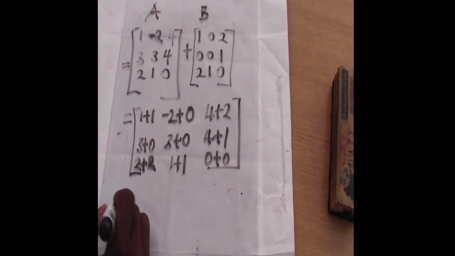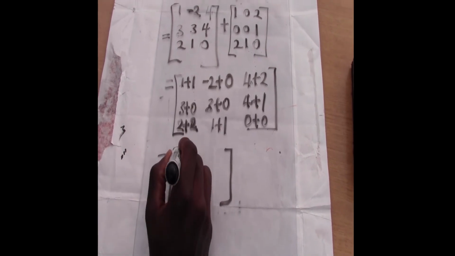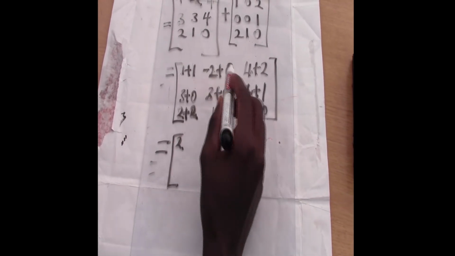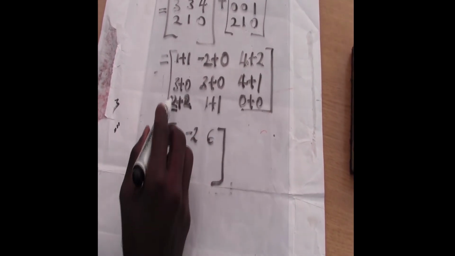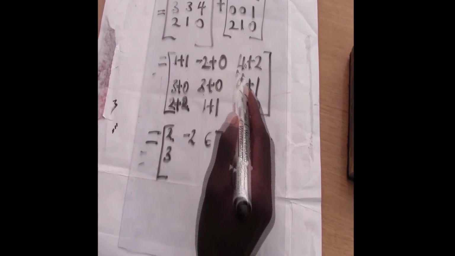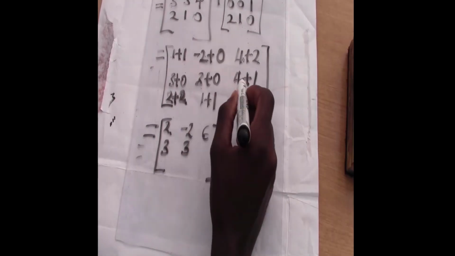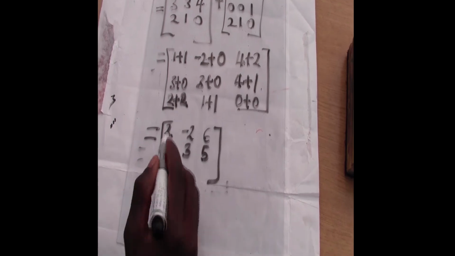So our final answer, we're going to compute this, and our answer will be in the form of a 3 by 3 matrix. So 1 plus 1, you get 2. Negative 2 plus 0, we're going to get negative 2. 4 plus 2, you're going to get 6. 3 plus 0, you're going to get 3. 3 plus 0, again it's 3. 4 plus 1, you're going to get 5. 2 plus 2, you're going to get what? Let me create some more space here for you.